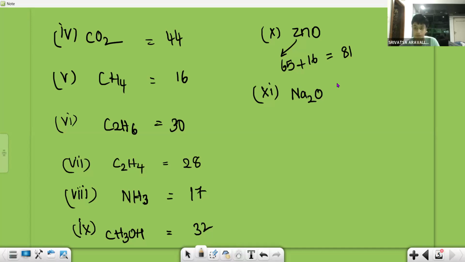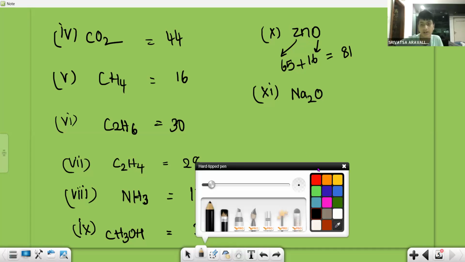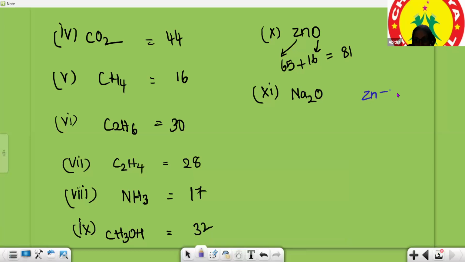You forgot something. It is 65 plus 16, you forgot oxygen. Yes, oxygen is 16. I thought Z is for zinc and N is for nitrogen. No, Zn is zinc. If it were nitrogen, it would be shown as capital N. Zn is zinc, and this is oxygen. Okay.